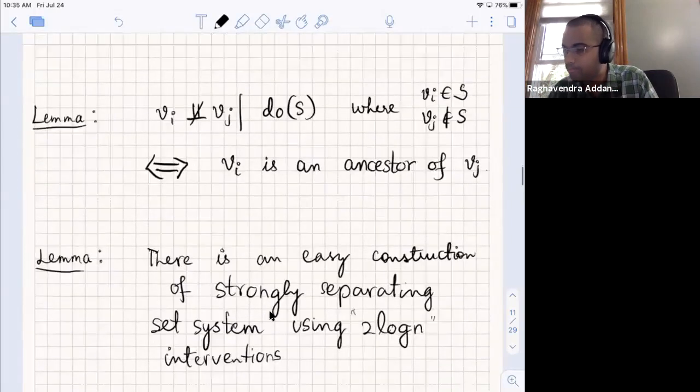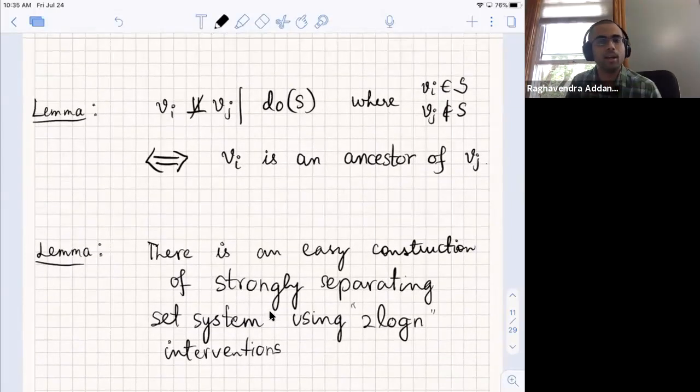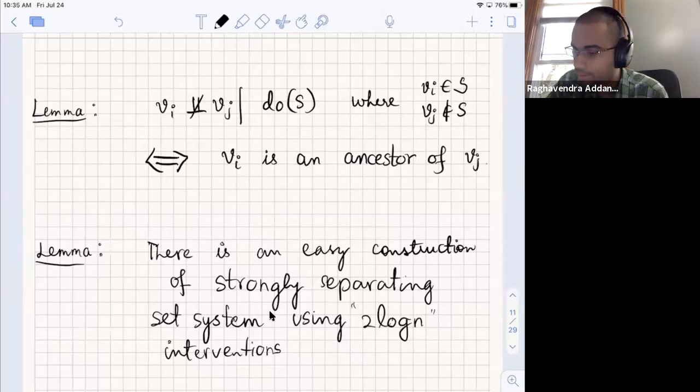Building on the intuition, here's our first lemma. Vi is dependent on Vj in the interventional distribution of S. If Vi is present in S and Vj is not present in S, then we say that Vi is an ancestor of Vj. As we saw earlier, if they are dependent and we intervened on Vi, all the paths are out of Vi and they go into Vj. So yes, Vi is dependent.